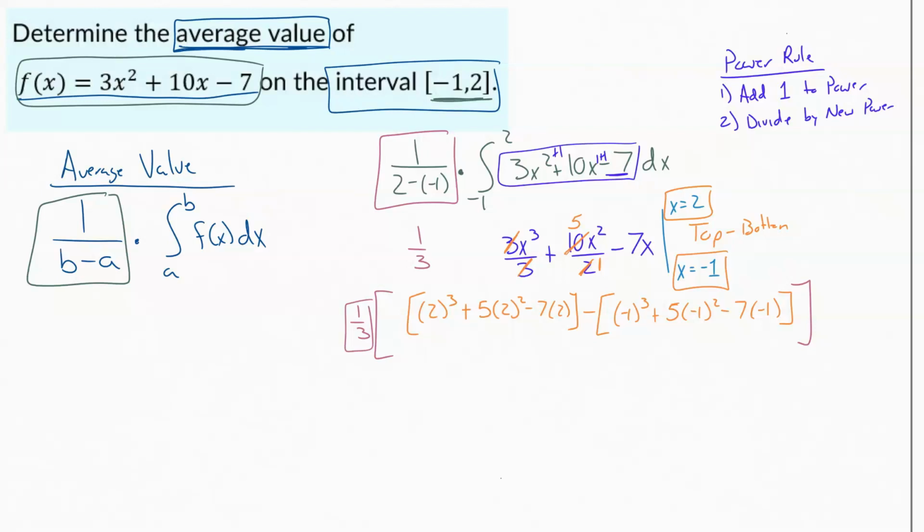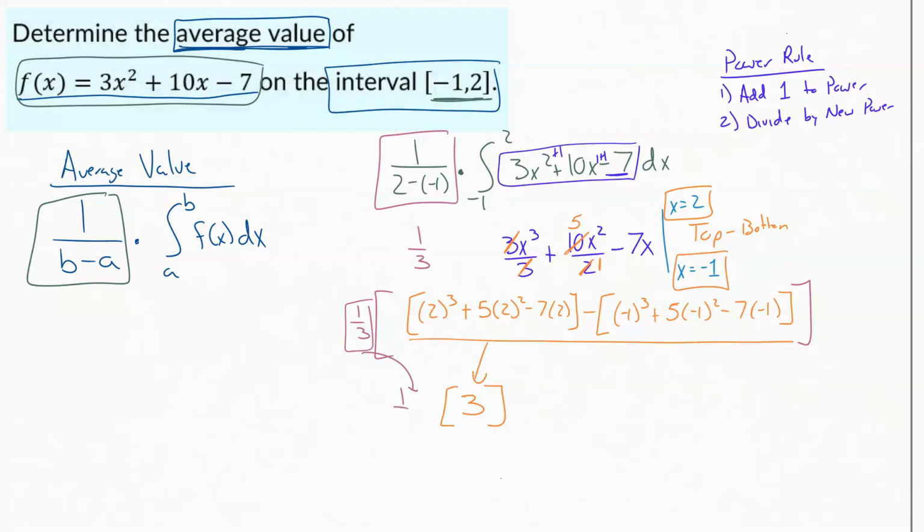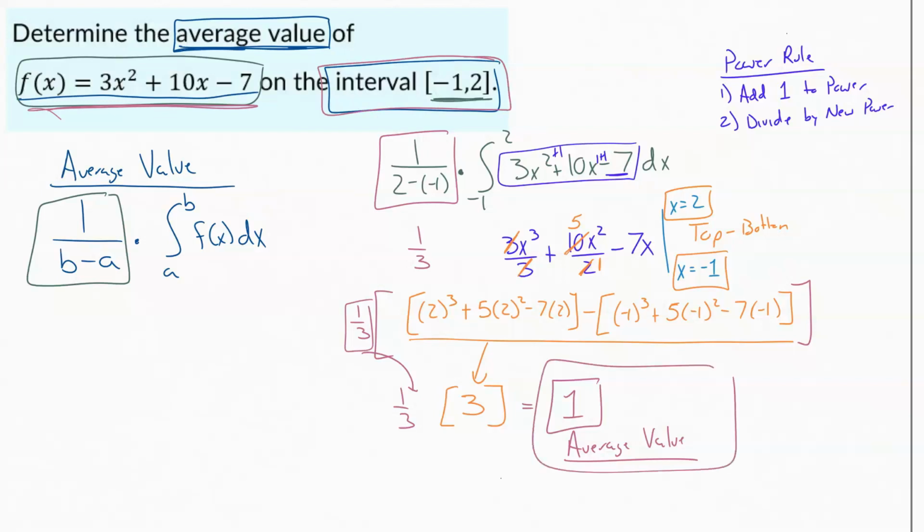And so if we put all that stuff in orange, if you shove all that into your calculator or do it in your head, you're going to get out of here 3. So that's what our definite integral equaled. And we multiply that by our 1/3. For a final answer, 1/3 times 3 is going to get us 1. So the average value of that given equation on the x interval, negative 1 to 2, the average value of that is a y value of 1.